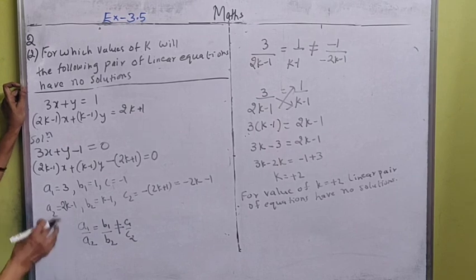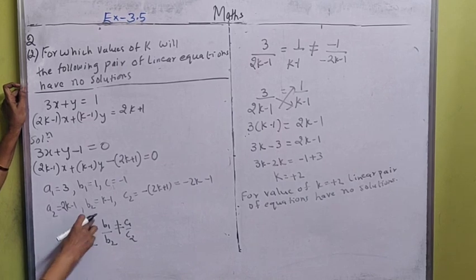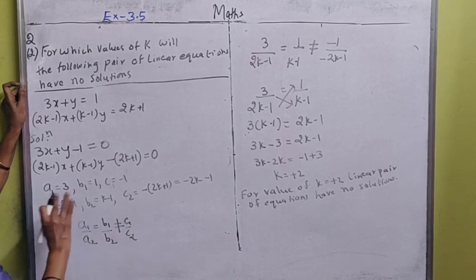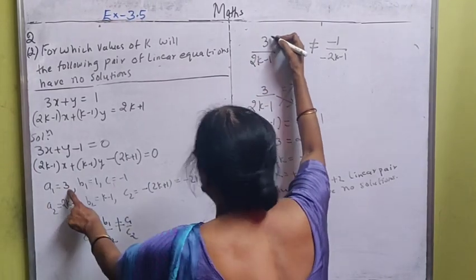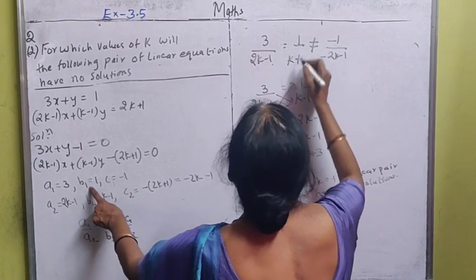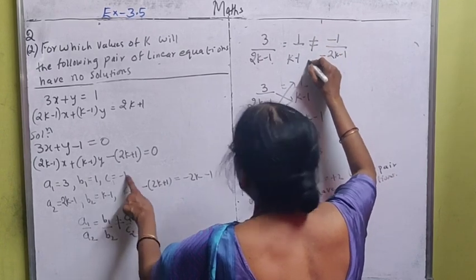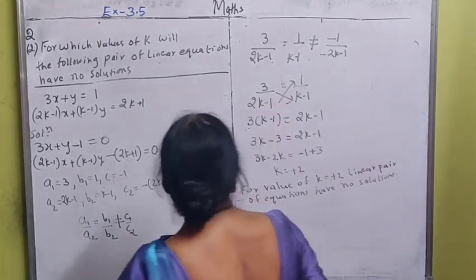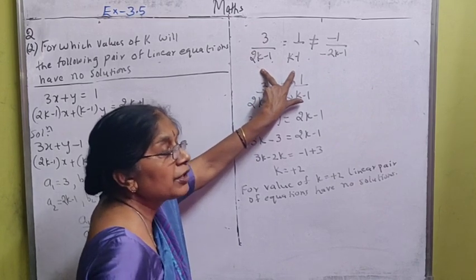So over. Now what we want? No solution. So A1 by A2 should be equal to B1 by B2, should not be equal to C1 by C2. So this we are not going to consider, only these two. So I am going to write it down. A1 is 3, A2 2k minus 1, so 3 by 2k minus 1, B1 1, B2 k minus 1, 1 by k minus 1 is not equal to C1 minus 1, C2 minus 2k minus 1, so minus 1 by minus 2k minus 1. This we won't take, only we will compare with these two and try to find out the k value.